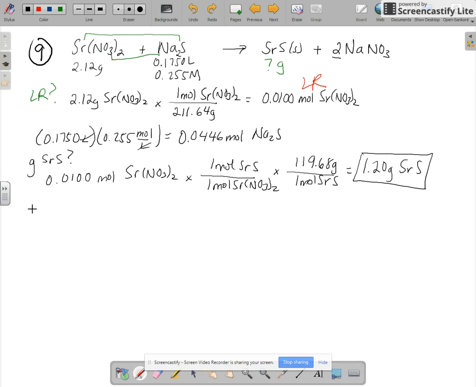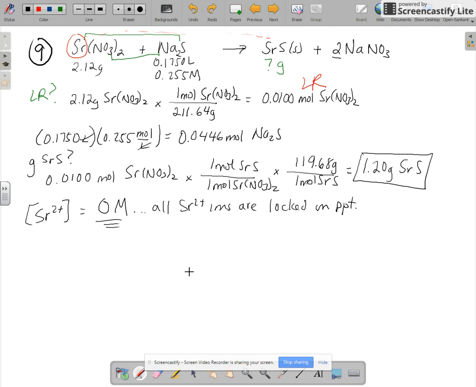So 1 ion concentration is always 0. So I take a look, and I know that strontium nitrate is my limiting reactant. So where did 100% of these strontium ions go? They're locked in this precipitate. Okay, then. So what's the strontium 2 plus ion concentration going to be in solution? It's going to be absolutely 0 molar. All strontium ions are locked in precipitate. Now, does that make sense to you? Okay, that if that's the limiting reactant, every single one of those strontium ions are locked in that precipitate. Okay, well, that's fine. So that's strontium story.